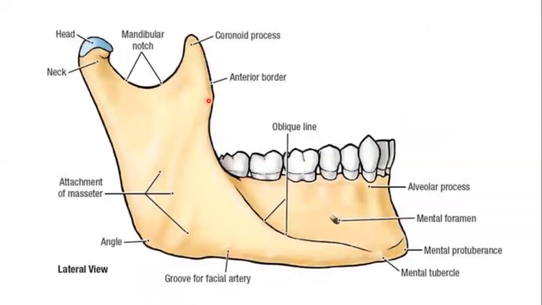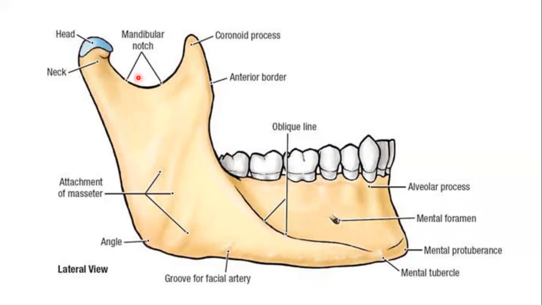The borders are the anterior, a thin border, which continues below as the oblique line. Then there is a posterior border, which is thick, and a lower border which continues to the base. The lower border of the ramus and the posterior border of the ramus unite to form the angle.